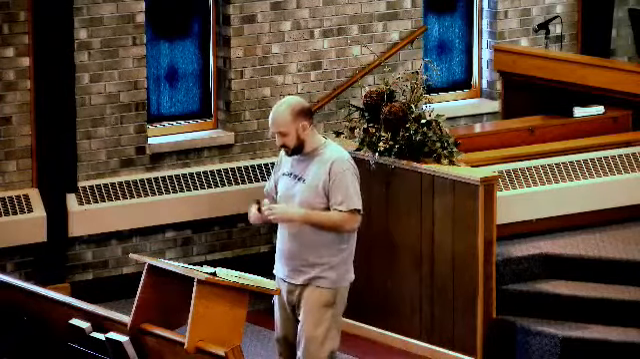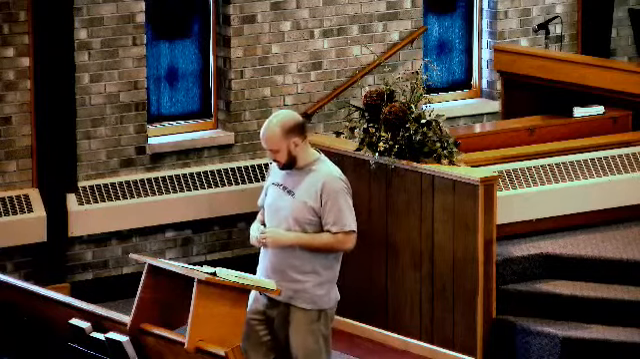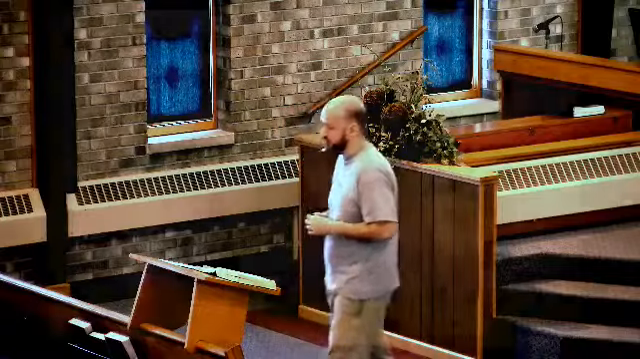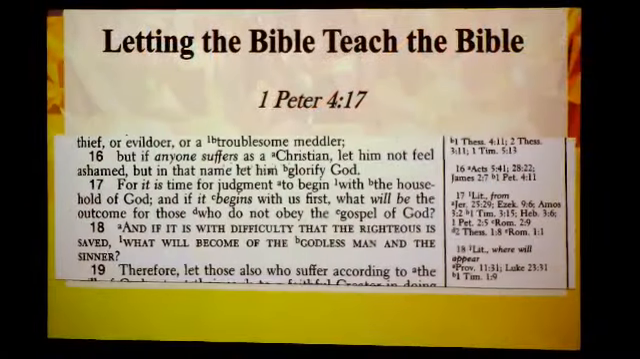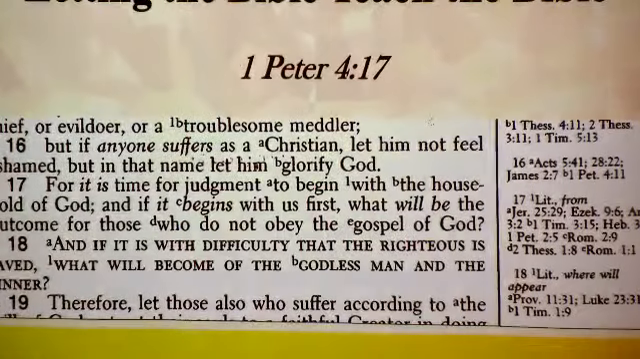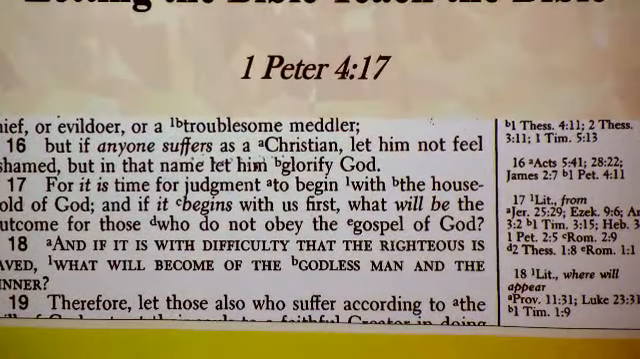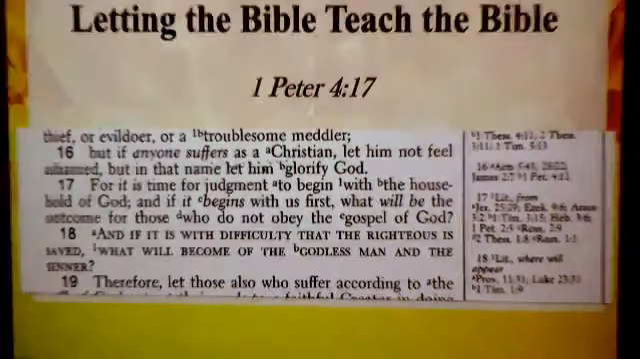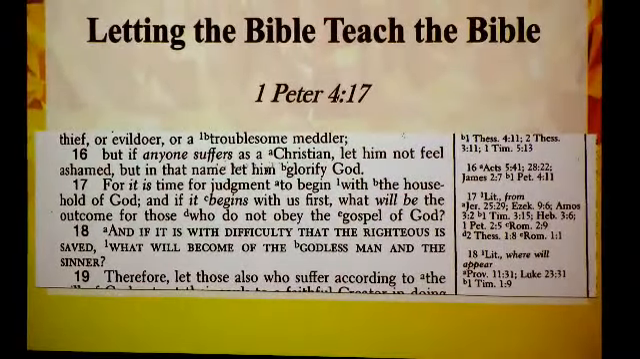We've talked about cross-reference center columns, so let's just put it to use a little bit. We're going to look at 1 Peter 4, verse 17. This is what it says. For it is time for judgment to begin with the household of God. And if it begins with us first, what will be the outcome for those who do not obey the gospel of God? So that's 1 Peter 4:17.